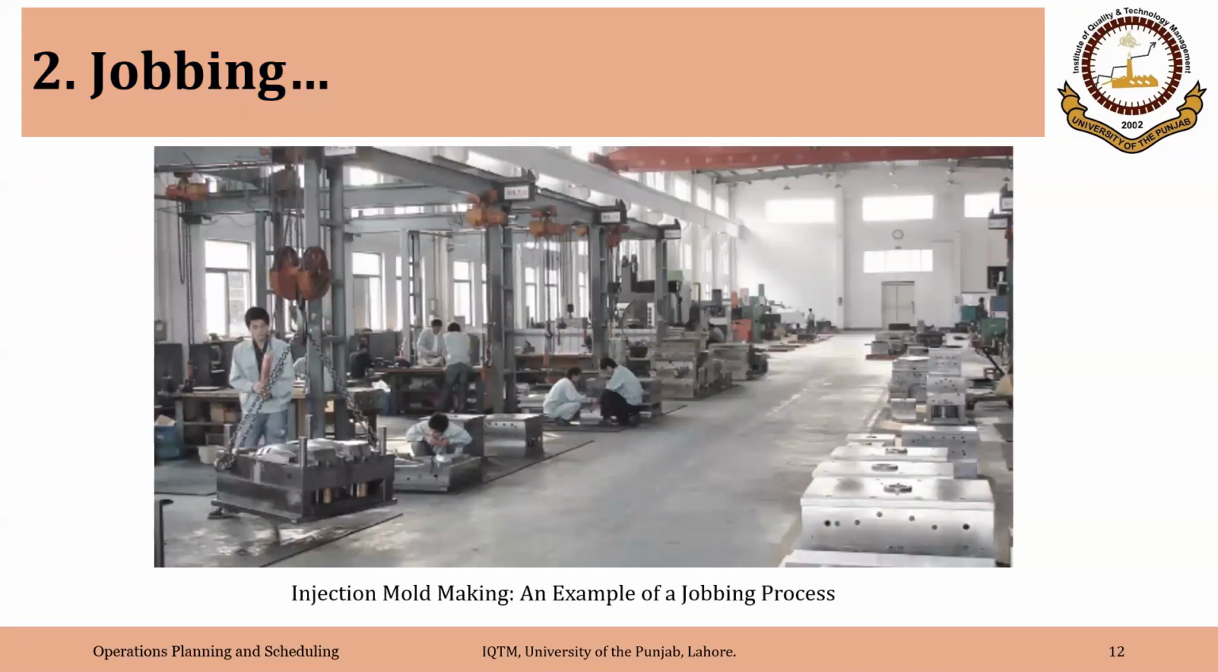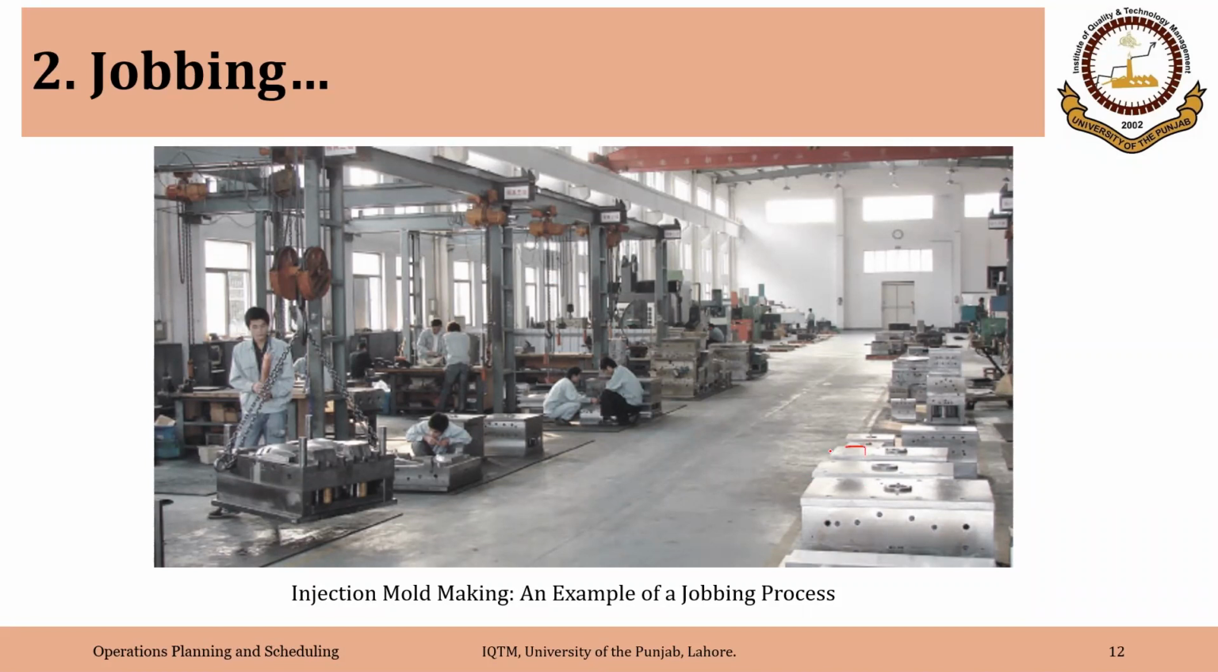So building the dies and molds is an example of a jobbing process, because here you need a few types of machines to make a die or mold, and we have one participant in the class. I hope he might share his experience during the question answer session. He is aware of this setup. I think they are making such molds and dies. So we need 4 or 5 general machines, and they can be used to make any metallic or plastic die or mold.